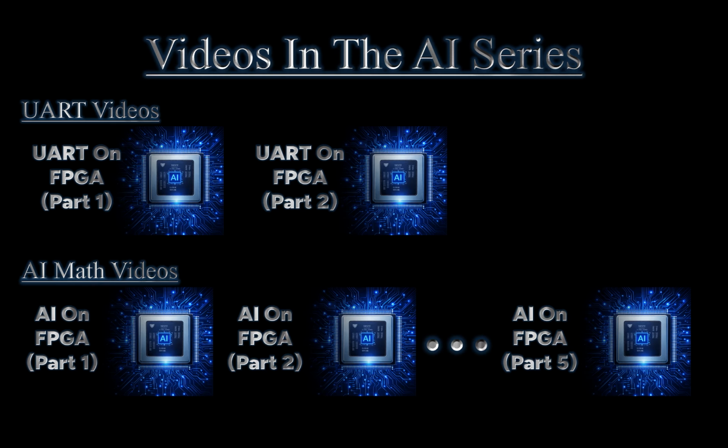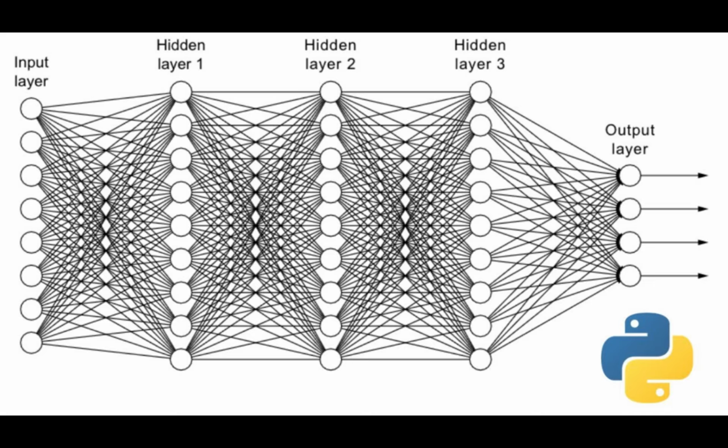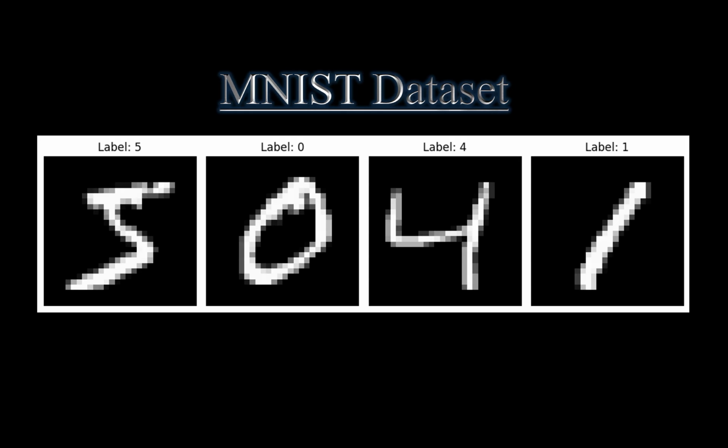As a reminder, this video is part 2 of a 7-part video series where we implement artificial intelligence on an FPGA. Across these 7 videos, I'll show you how to deploy a feed-forward neural network onto an FPGA and use it to perform real-time image classification on the MNIST dataset.